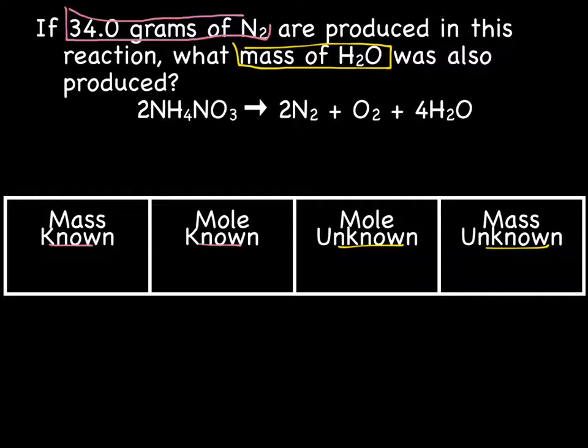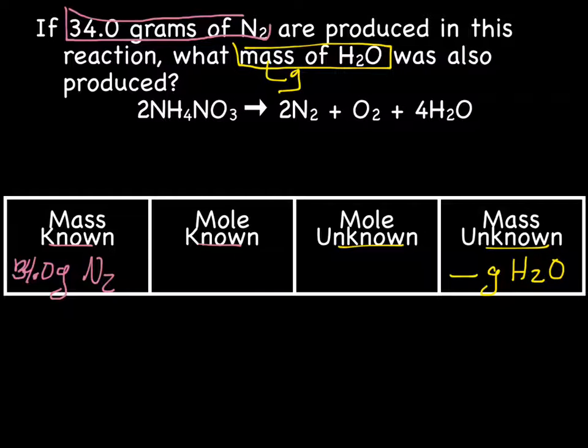Okay, so we know we have 34 grams of nitrogen. Grams is mass, right? So in our map, we're going to be starting with mass known. 34 grams of nitrogen. And let's see, we're looking for the mass of water. And again, mass is really grams. So we're looking for blank grams of water.